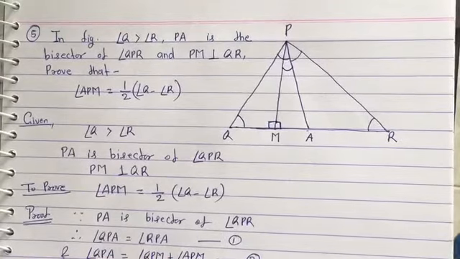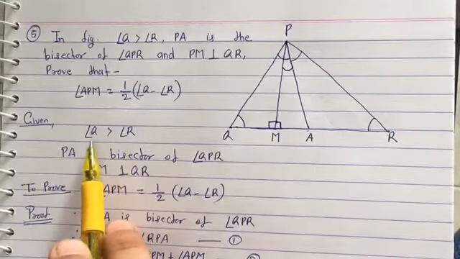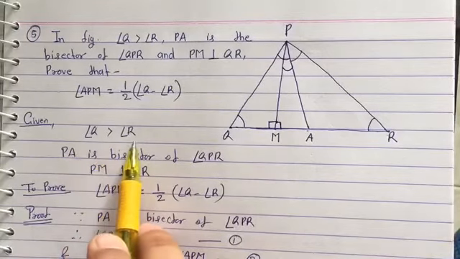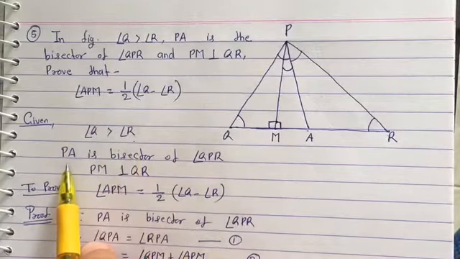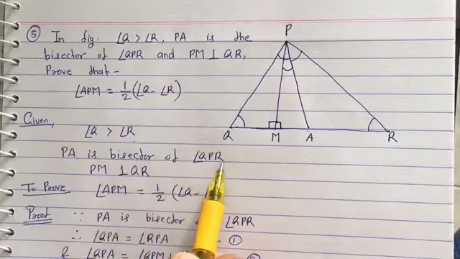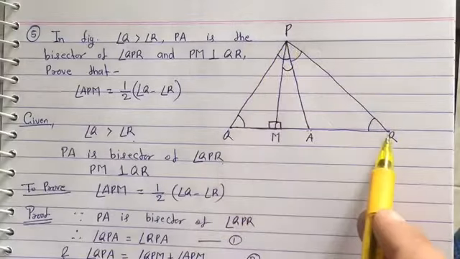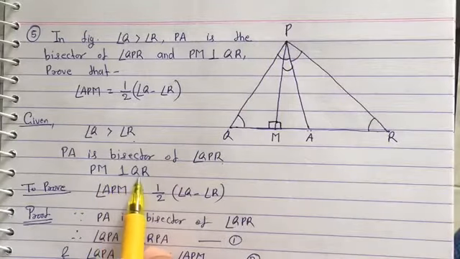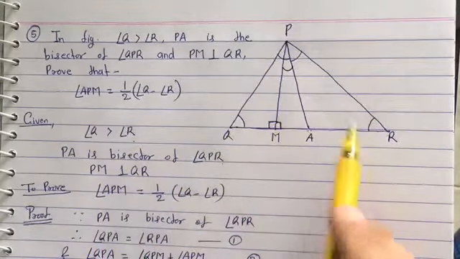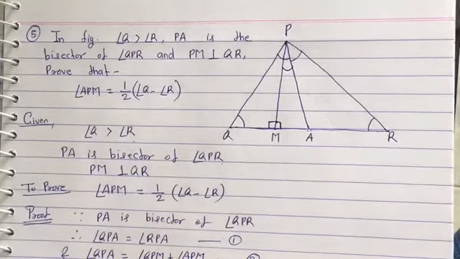Okay. Now write down first of all the given things. First thing is angle Q is greater than angle R. Second thing is PA is the bisector of angle QPR. PM is perpendicular to QR. We have to prove angle APM is equal to half of angle Q minus angle R.